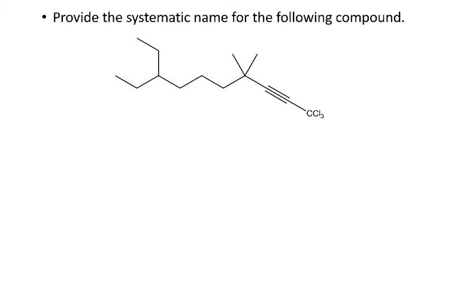Now let's see what my groups are. So I have a trichloro, I have a dimethyl, and I have an ethyl. When I number it, the carbon-carbon triple bond has to be the lowest, so I'm going to number it as 1.